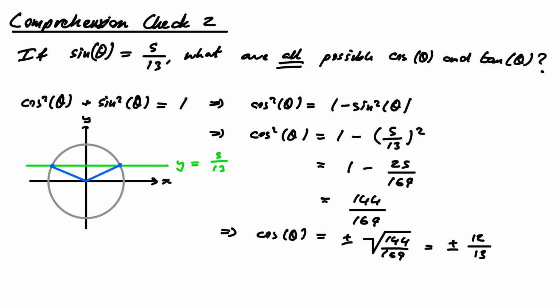And the negative can happen, of course, because it would correspond to being over here, and here's where the positive happens. So these are the possibilities.